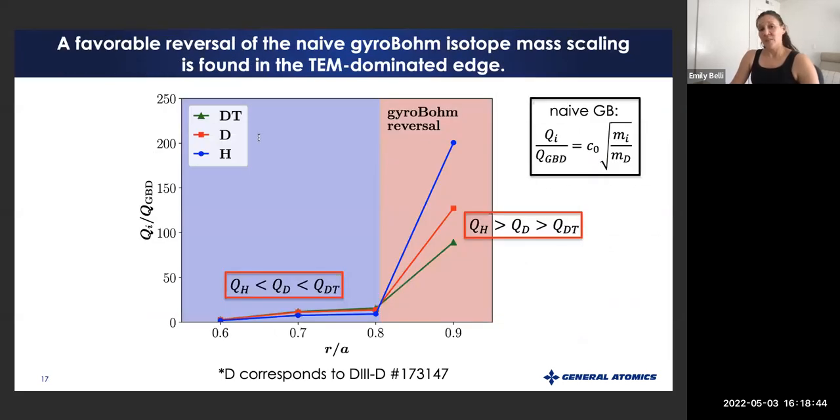For isotope studies, we compare the simulated deuterium ion energy flux against hydrogen and against DT, with all other experimental profile parameters fixed. For all three species, the ion flux increases significantly from the core to the edge, but the mass scaling in the two regions is different. In the core, a naive gyroBohm-like mass scaling is observed, with ion flux increasing with increasing ion mass, while in the edge, a reversal from naive scaling is found with QH greater than QD greater than QDT, which implies that the hydrogen confinement relative to deuterium is significantly worse than expected by the naive scaling, while the DT scaling is better than expected.